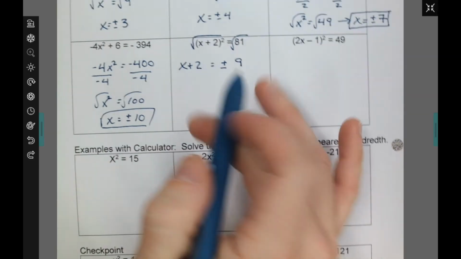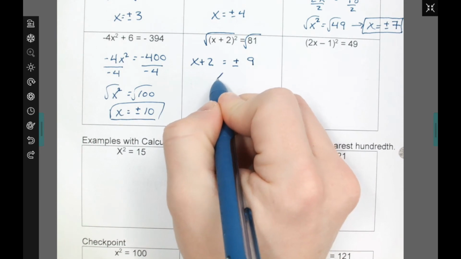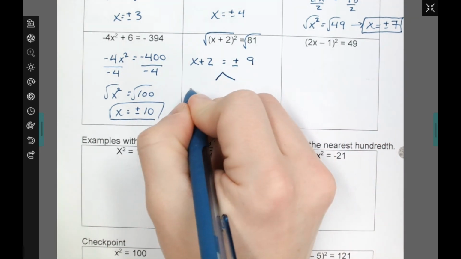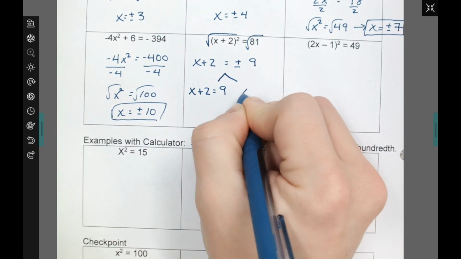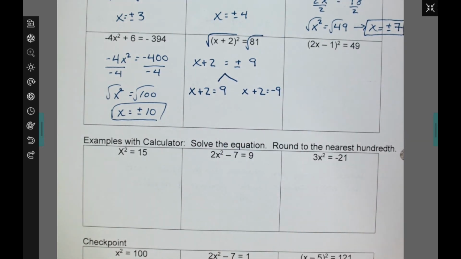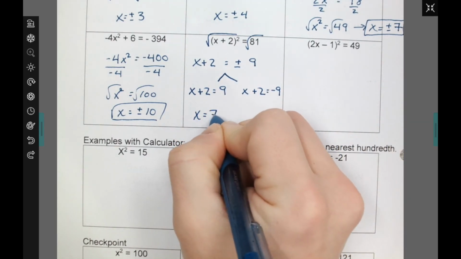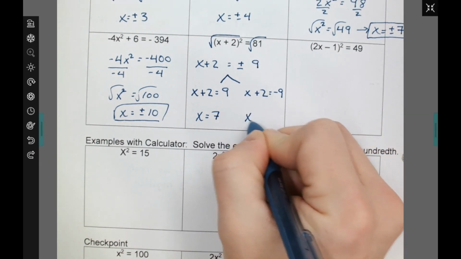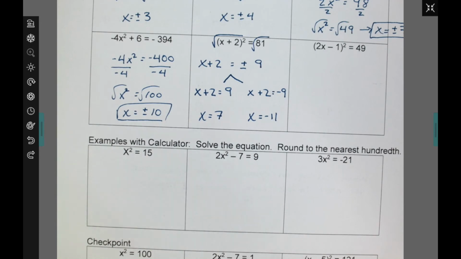Okay, we still haven't solved for x. What you need to do on this problem is literally break it into both a positive 9 and a negative 9. Okay, so you have x plus 2 equals 9, x plus 2 equals negative 9. And we go ahead and solve. So subtracting 2 from each side, I'm going to get x equals 7. Subtract 2 from each side, x equals negative 11. So we get 2 answers right there.